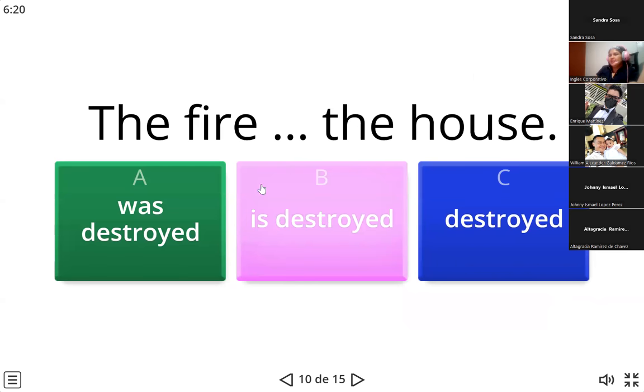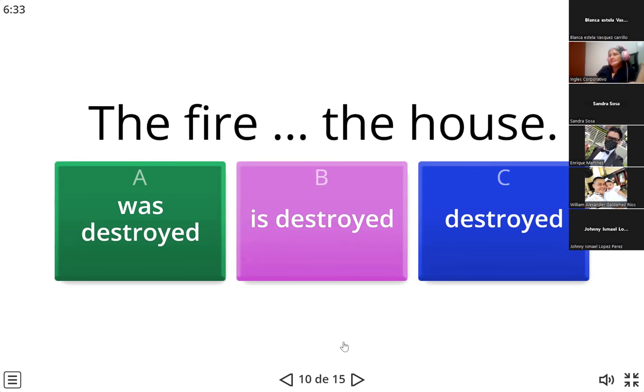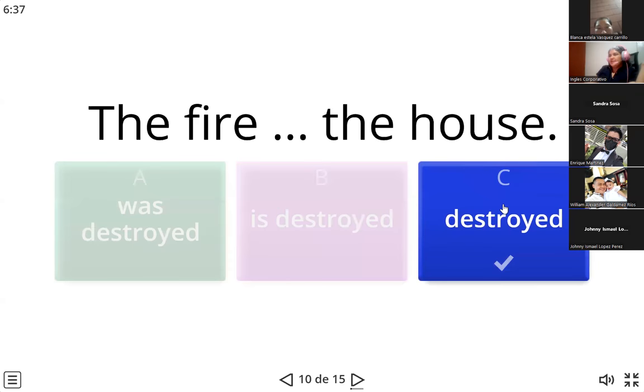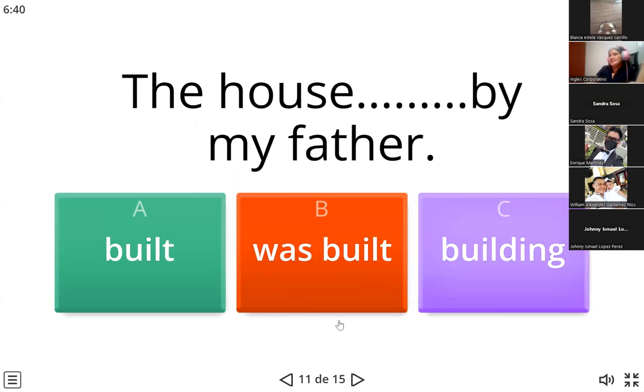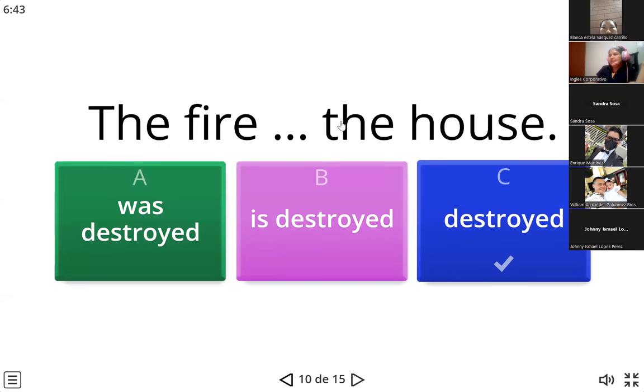The fire was destroyed or is destroyed or destroyed the house. Letter C. Okay. Es una acción que pasó en el pasado, pero la estructura que tiene da para que sea este verbo pasado. The fire destroyed the house. Si dijera the house was destroyed by the fire, sería diferente.